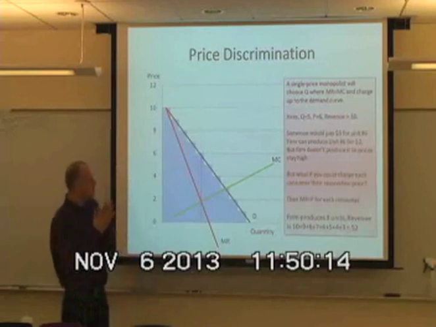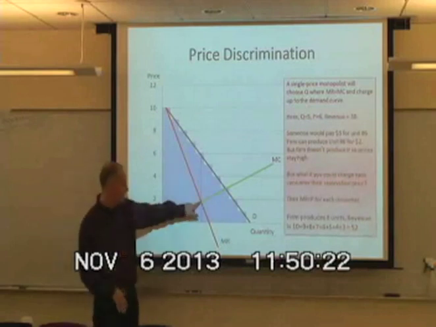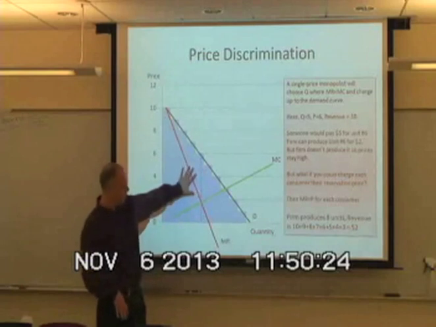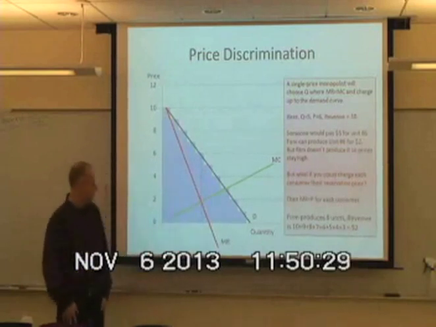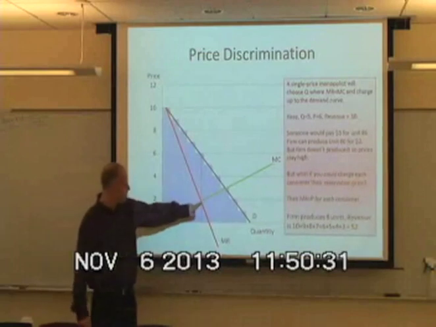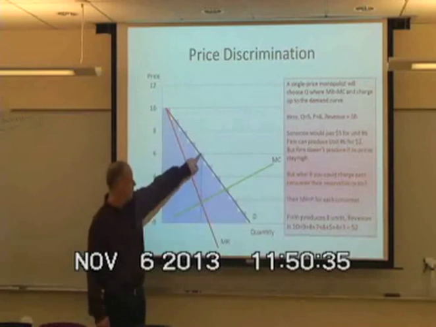So we're going to compare a single price monopolist and a monopolist who can charge each customer what they're willing to pay. The demand curve here, with a slightly different graphical display, is the same demand curve that we saw in the table before. A single price monopolist will find the spot where marginal revenue equals marginal cost and charge up to the demand curve.